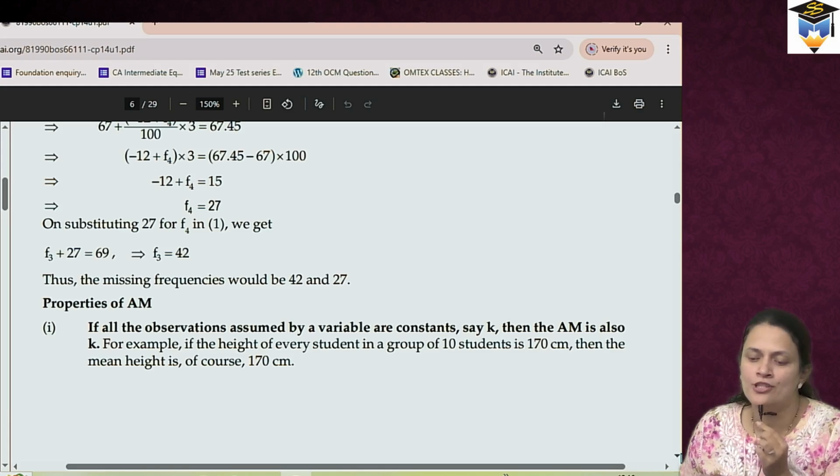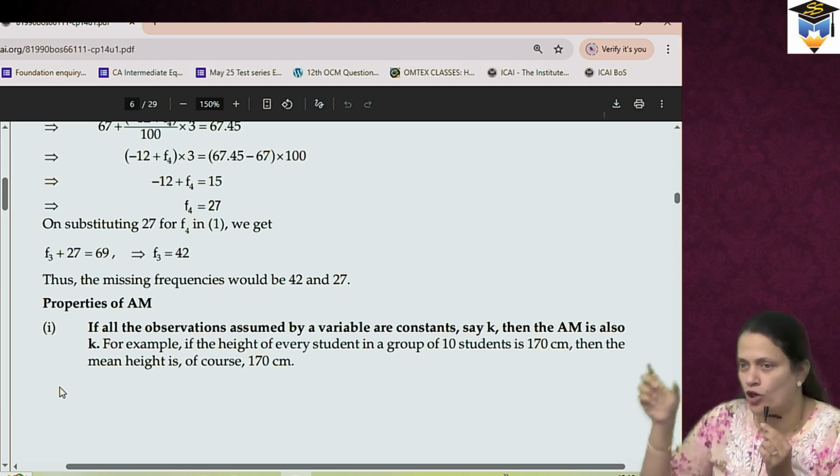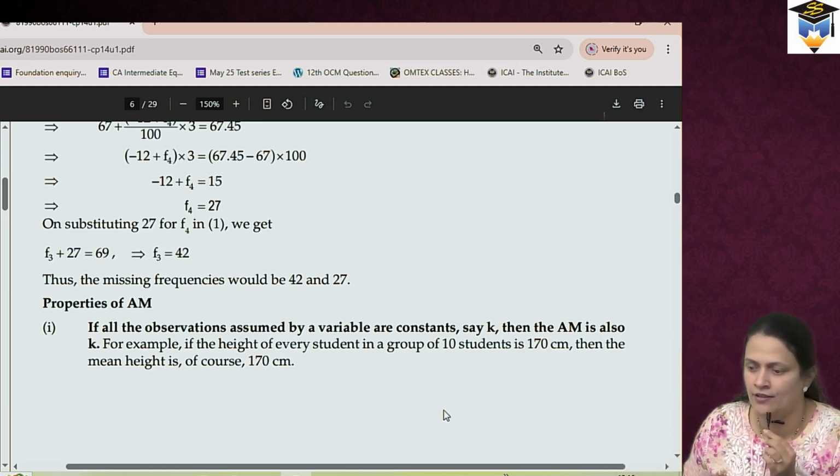If all observations assumed by a variable are constants, say k, then the arithmetic mean is also k. They have given an example for this. If the height of every student in a group of 10 students is 170 centimeters, then the mean height will be what? If all the heights are 170, the mean height is also going to be 170.